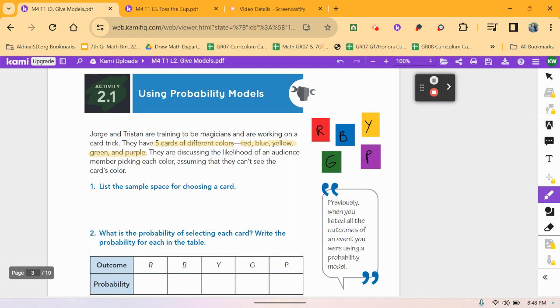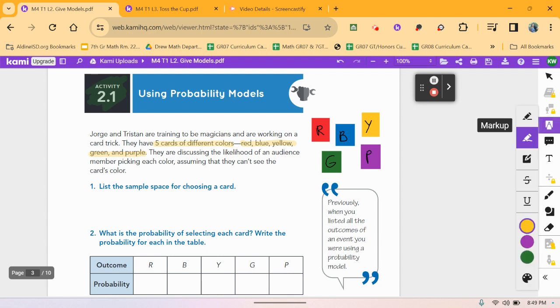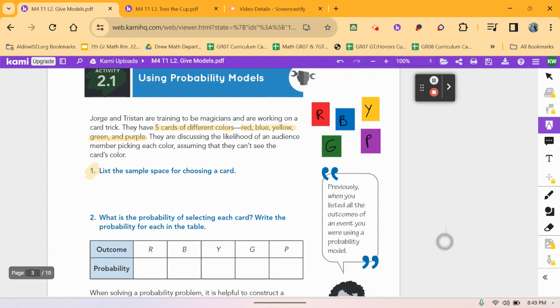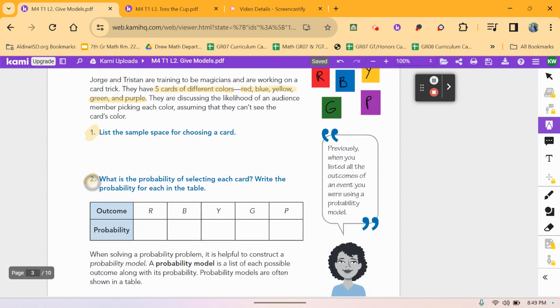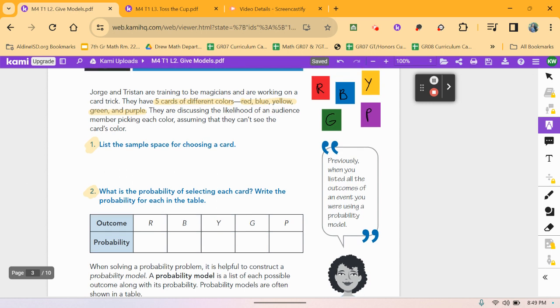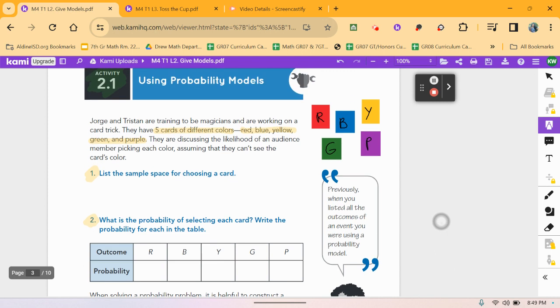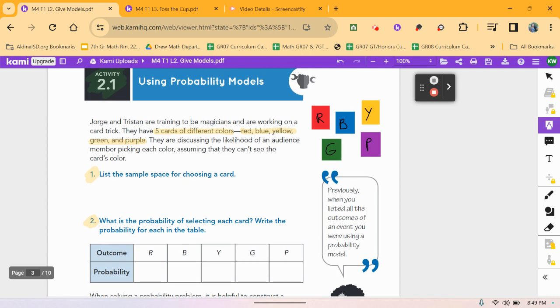So now we have a visual of the different cards that are in this stack. What I want you to do is take about 3 minutes, no more than three, to list out the sample space for number one, and then also to complete number two, where it asks you what is the probability of selecting each card. Write the probability for each in the table. So for red, blue, yellow, green, and purple, you are using a fraction to write down that probability. All right, 3 minutes to do number one and two. Go ahead and pause here.